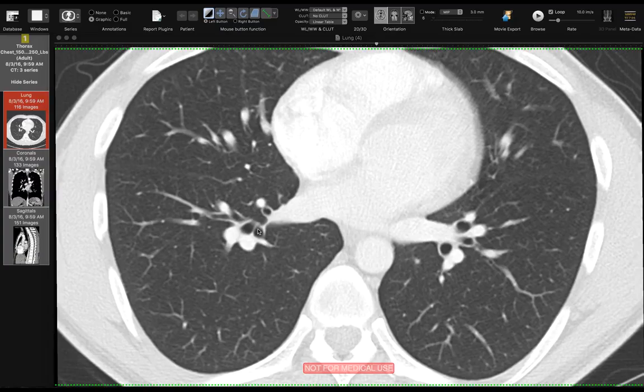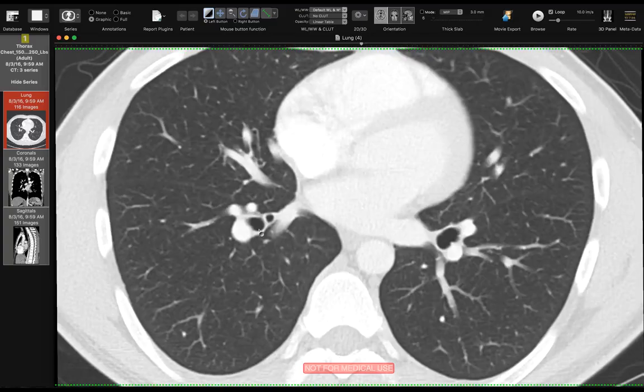All right, now let's look at the bronchi on the left side. So I'm going to scroll back up here, up to the carina.